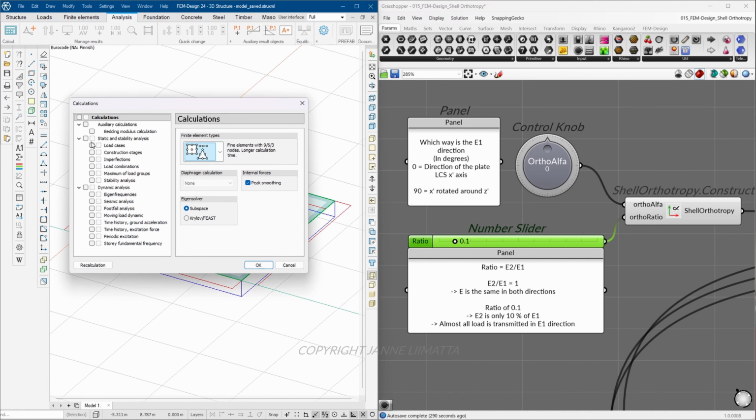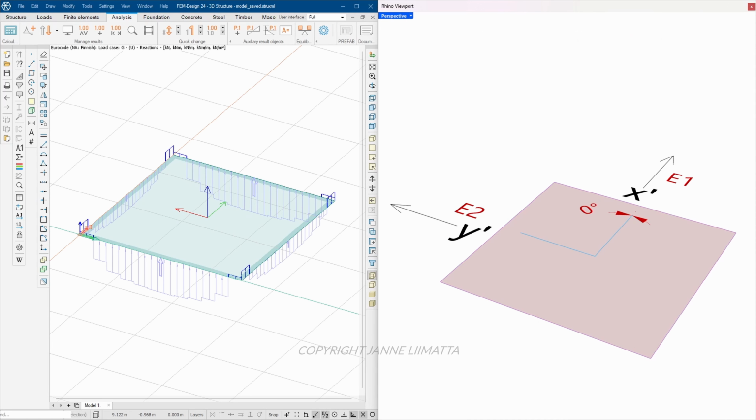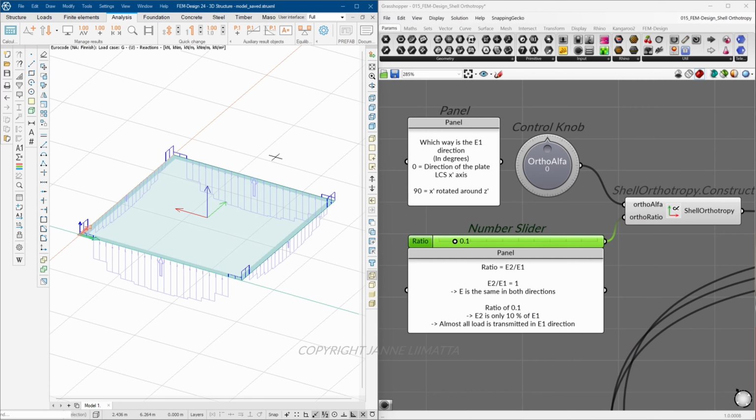We run the analysis, navigate to reactions. It can now be observed that these edges have collected a larger amount of support reactions than these edges. This is because the E2, which is in this direction, has only 10% of the stiffness of the E1, which is in this direction. Here are the directions displayed in Rhino. The forces are distributed in relation to stiffness.